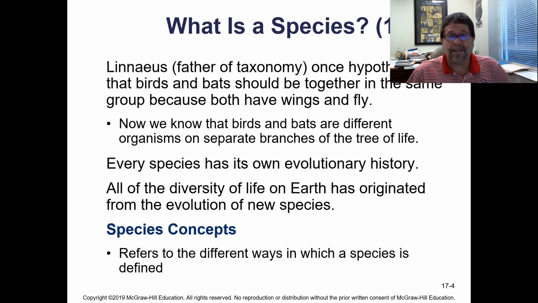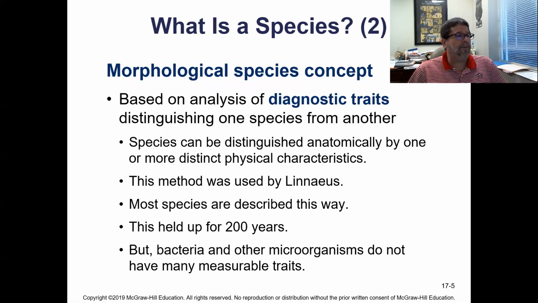The biological species concept covers organisms that can only interbreed with each other, which is coming up. But take a look at some of these other ones. The morphological species concept is based on analysis of diagnostic traits distinguishing one species from another. Species can be distinguished anatomically by one or more distinct physical characteristics. This is the method that Linnaeus used with his binary naming of taxonomy. Most species are described this way.